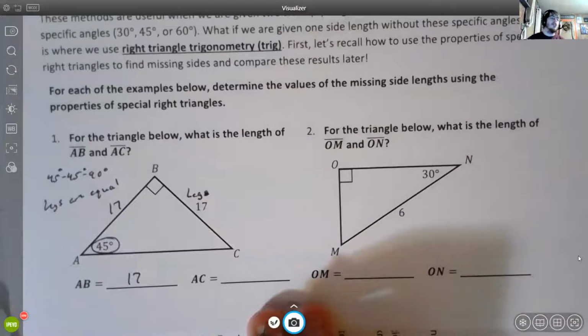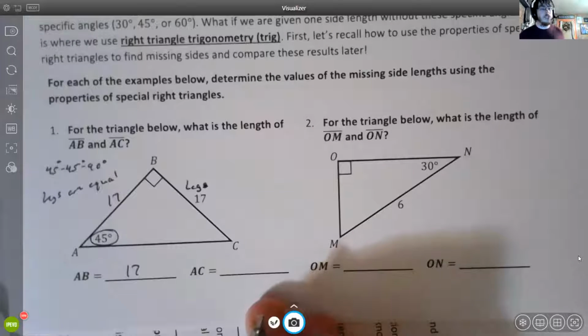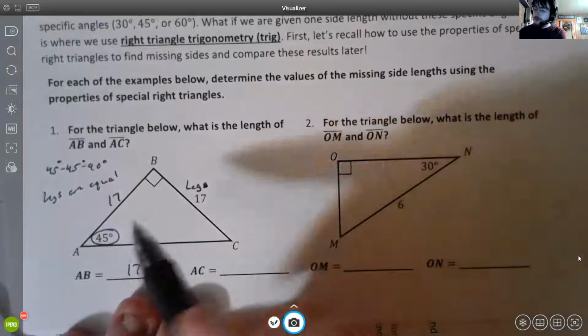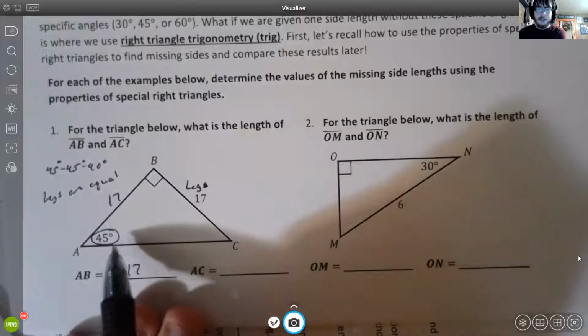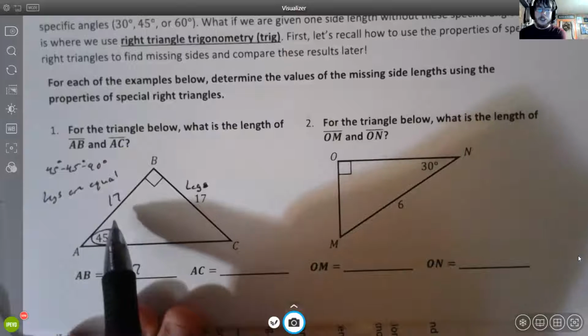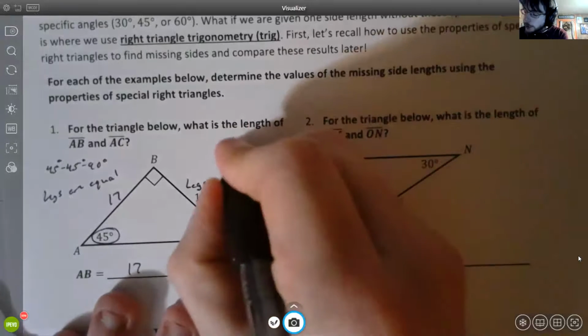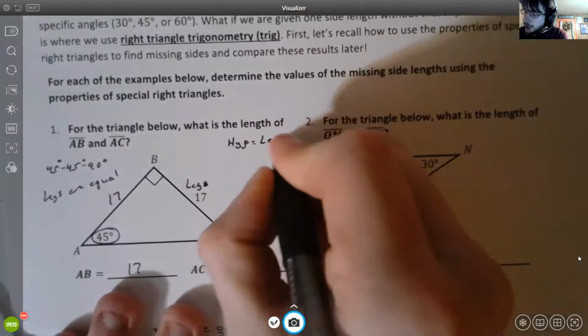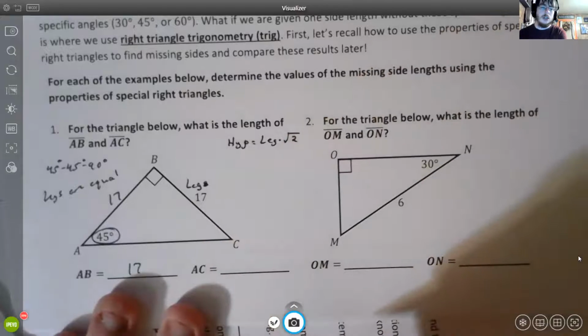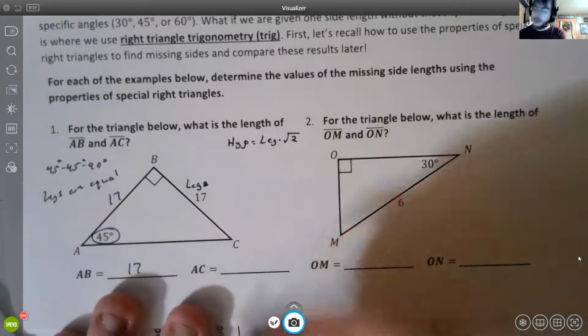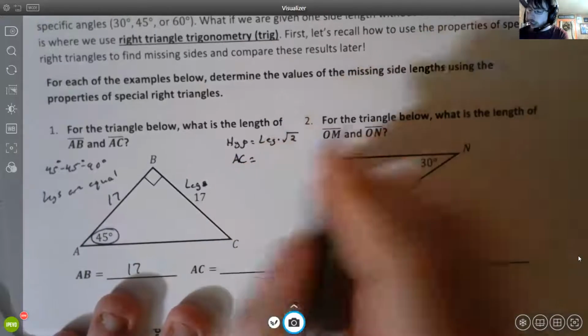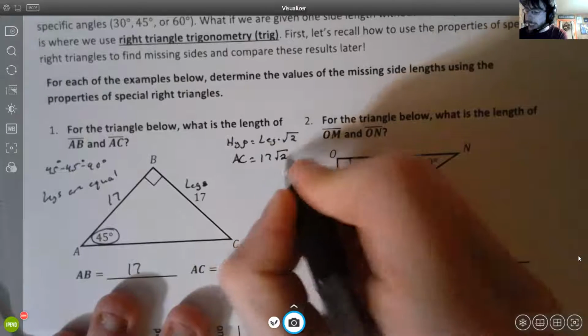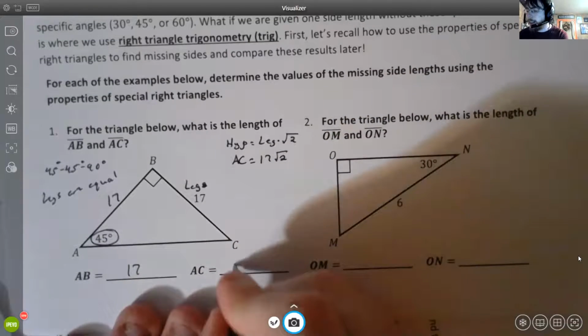Now, there are two ways to go about this. You can use the shortcut method, which is what I'm going to do, but I'm also going to show you that the Pythagorean theorem would give you the exact same thing. So, if you take your shortcut method, you know that the hypotenuse is equal to the leg times root 2. Our hypotenuse is AC. Our leg is 17, and then we tack on the root 2. So AC is 17 root 2.